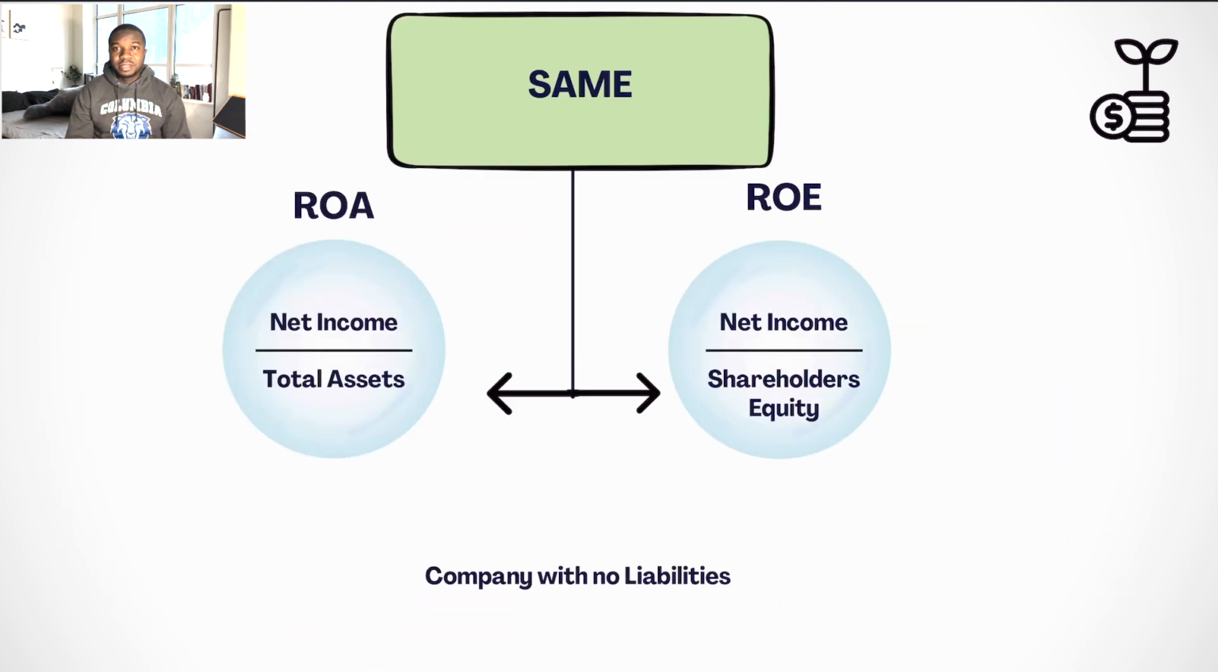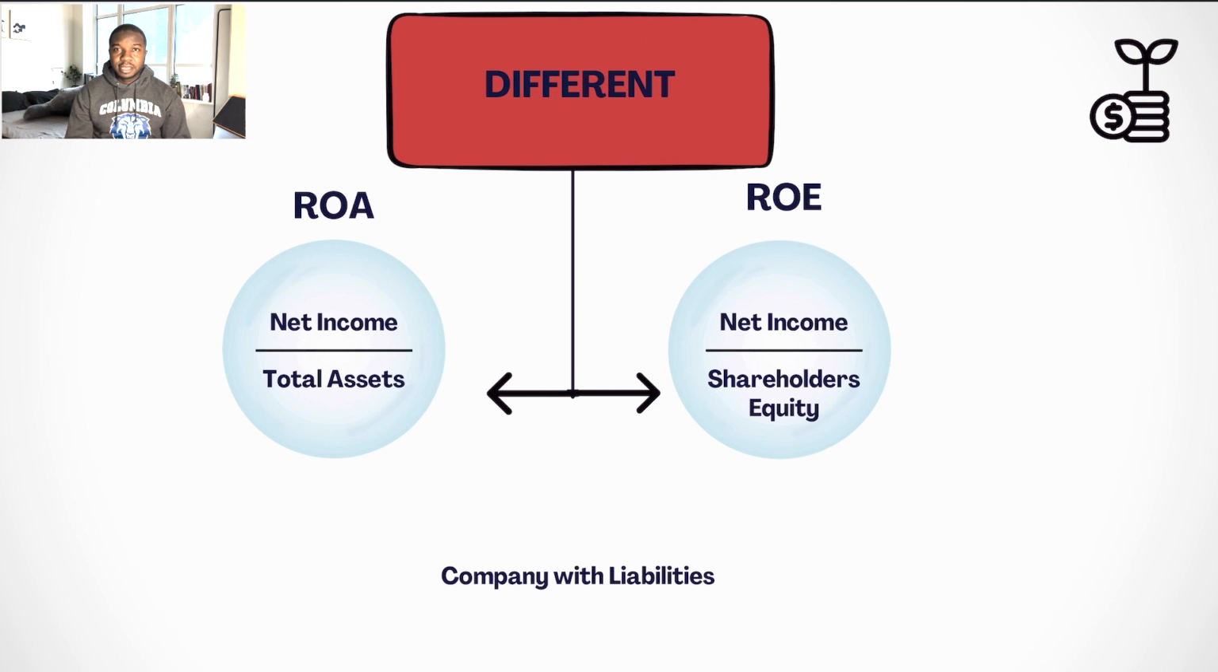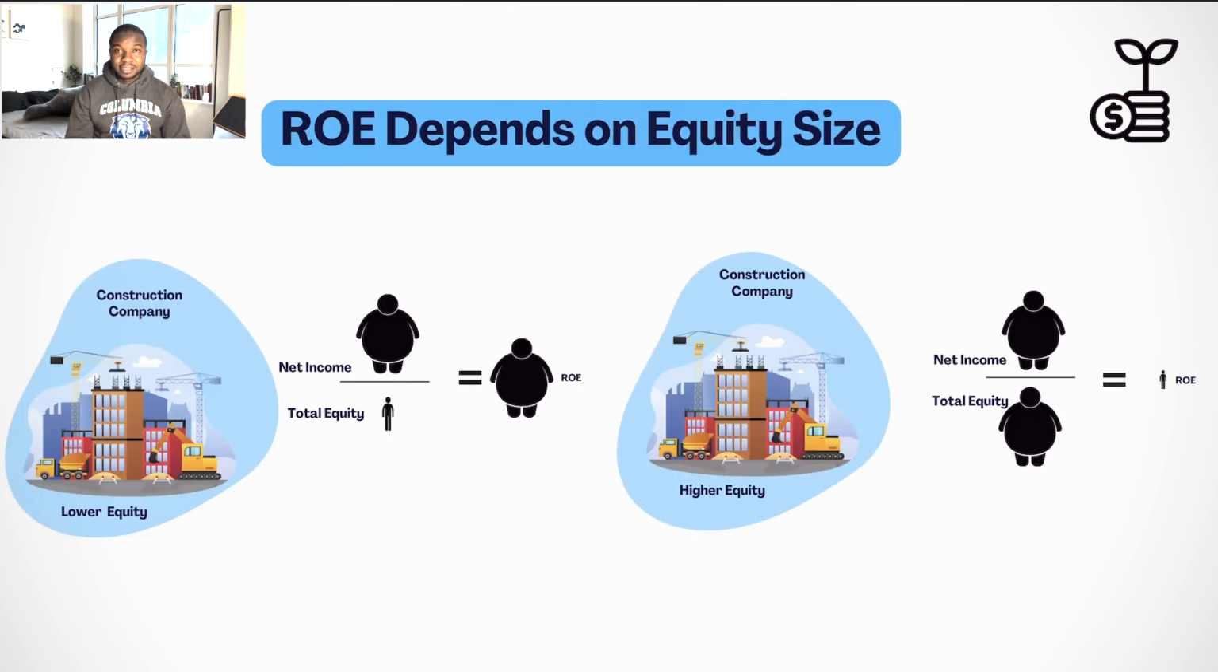Therefore, ROE will be the same as ROA for companies that don't have liabilities. But the two are different in companies that have liabilities. Additionally, for the same amount of profits and total assets, ROE will be larger for companies that have lower equity relative to those that have higher equity.